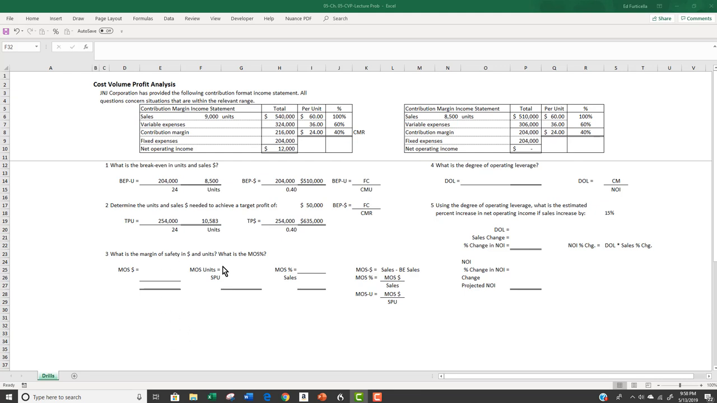For J&J, the dollar margin of safety is computed by subtracting the break-even sales dollar from the current sales dollars. J&J sales can fall by $30,000 and the company would still break even. By dividing the $30,000 by the current selling price of $60, we know that sales could drop 500 units and the company would still break even.